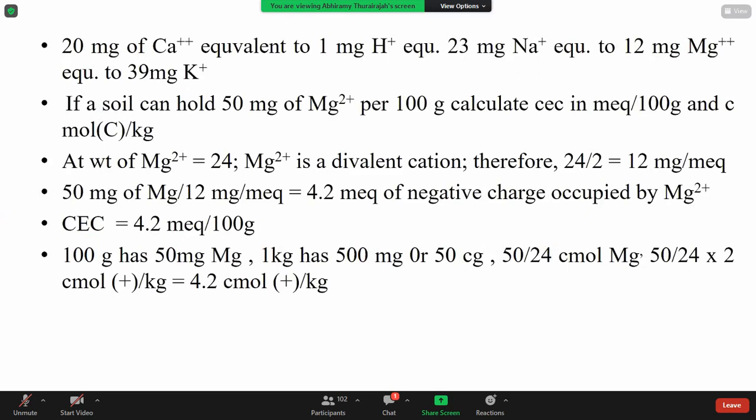In the CEC practical, we will discuss how to calculate the cation exchange capacity. Has the cation exchange capacity practical already finished? Yes, finished, ma'am. Okay, what is the basic principle of cation exchange capacity in the practical?